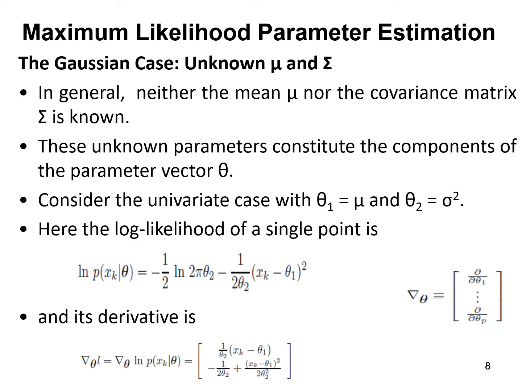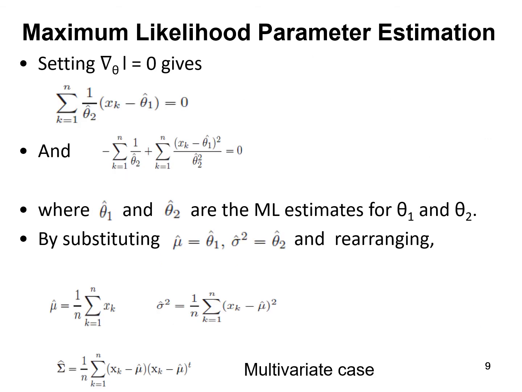The Gaussian case with unknown mu and sigma. Generally, the mean mu and the covariance matrix sigma will not be known to us. Then these two parameters will constitute the parameter vector theta. We can consider the univariate case with theta 1 equal to mu and theta 2 equal to sigma square. Then the logarithm of the likelihood function is given, and the derivatives with respect to theta 1 and theta 2 are also given. Setting the gradient of L of theta equal to 0, we can solve for theta 1 and theta 2. Then we get the mu equation and the sigma square equation. And for the multivariate case, we get the covariance matrix equation.